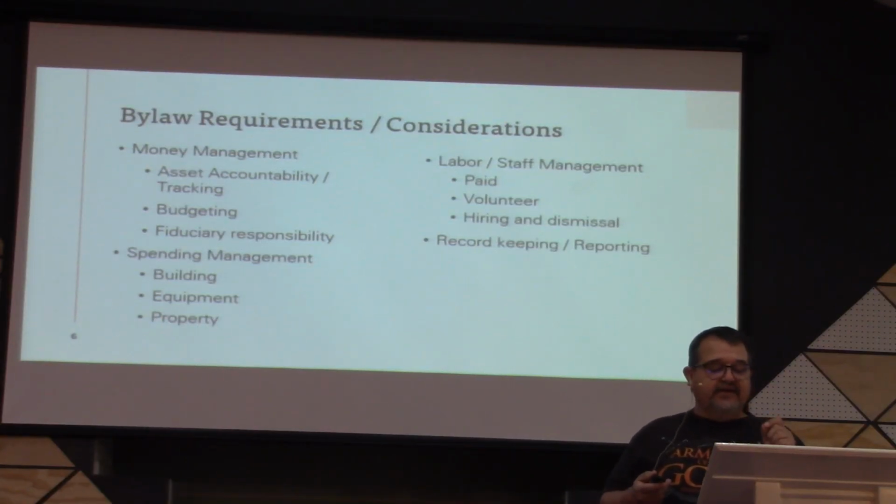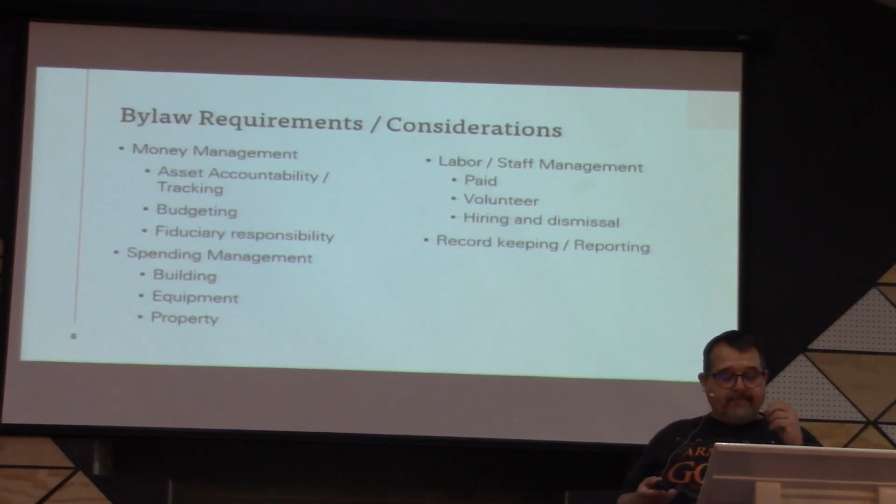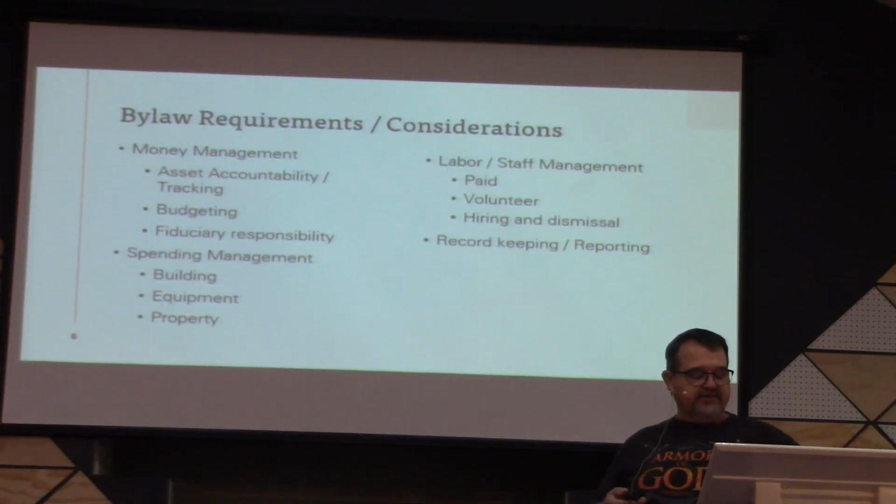Some of those areas which need to be addressed in the bylaws include money, assets, and labor. Money includes accounting, tracking, budgeting, and spending. Asset management includes the building, equipment, and property. Labor or staffing management includes paying the staff, dealing with volunteers, and hiring and dismissal. This also includes record keeping.